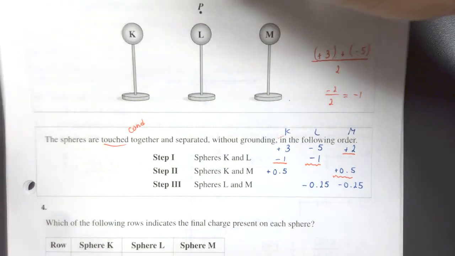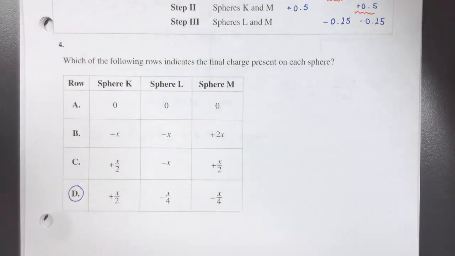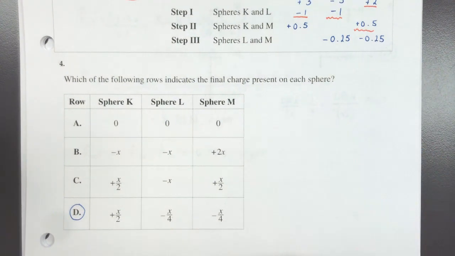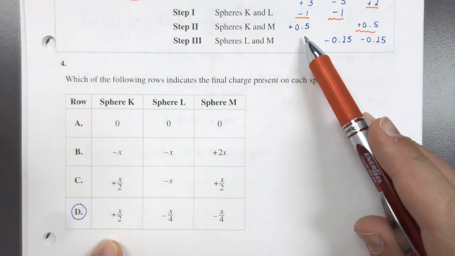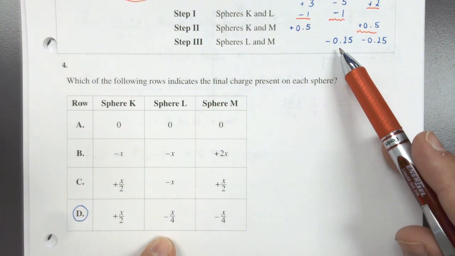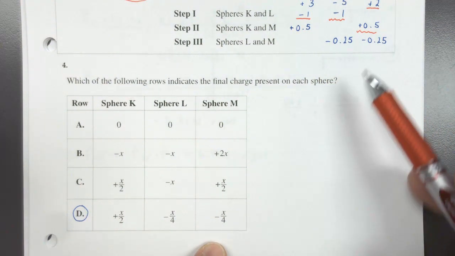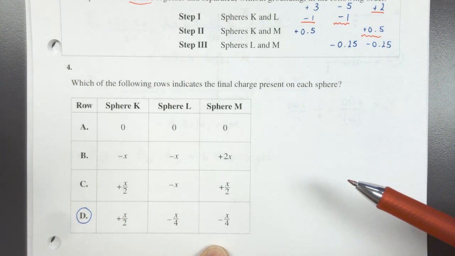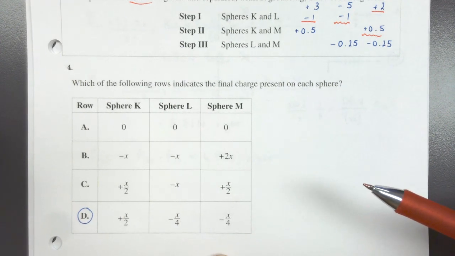So if I look at my options, these are written as fractions instead of decimals. My K is +0.5, or +1/2, -0.25, -0.25. I've left out my x's just for ease of communication. You can do the same or different.